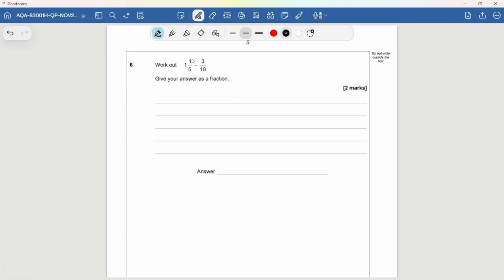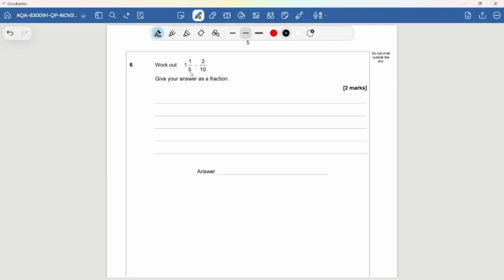Work out 1 and 1/5, take away 3/10. Give your answer as a fraction. You can use the traditional method of subtracting two fractions by first changing this mixed number into improper and then subtracting the other fraction from it. I'm going with a slightly different approach here.